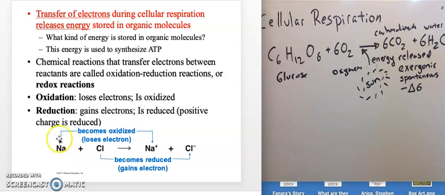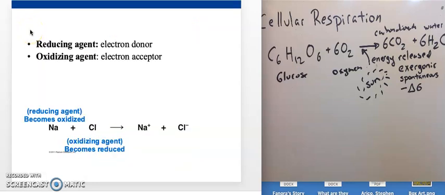So we say the sodium becomes oxidized. The chlorine gains the electron. It becomes more negative, or it becomes reduced, because those electrons have a negative charge. We always have to have 2 words for everything in science for some reason.